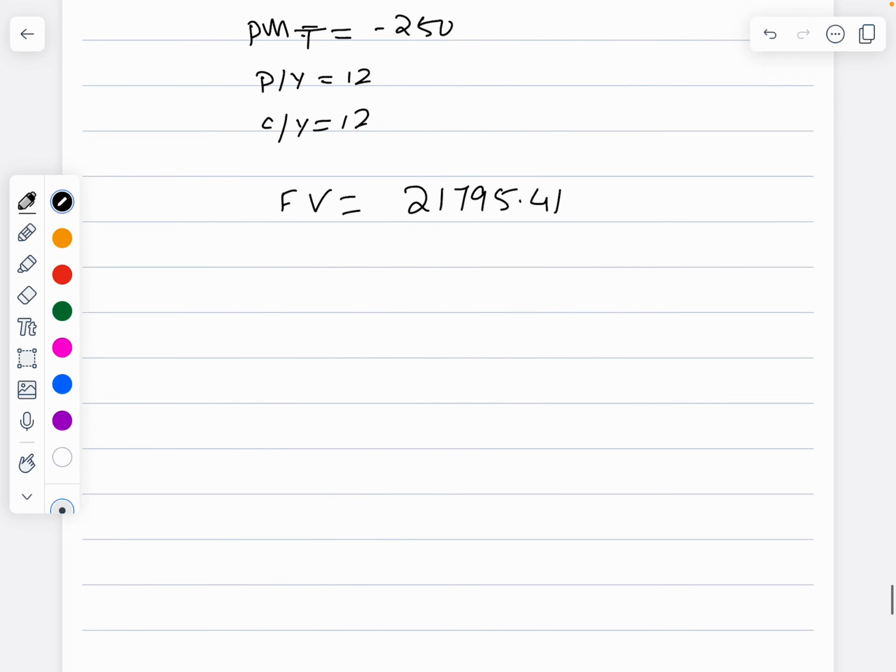Or you can do it in another way: I% you keep as 0.3, P/Y is 1 and C/Y is 1, then the final value will become the same, 21,795.41.